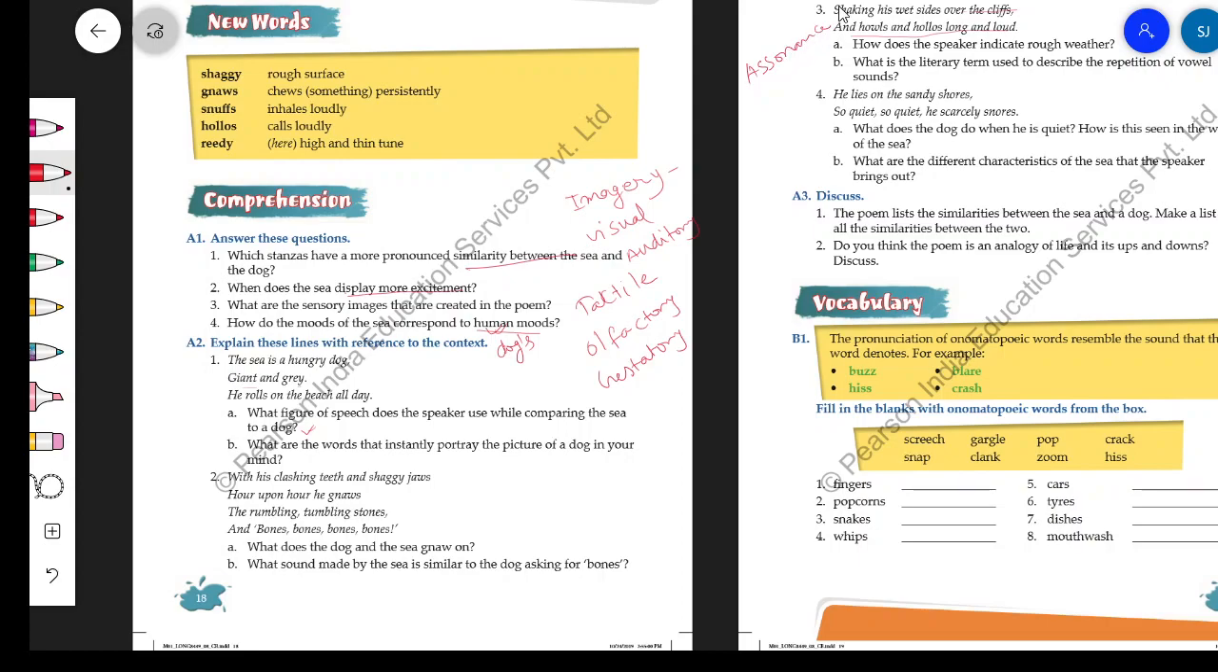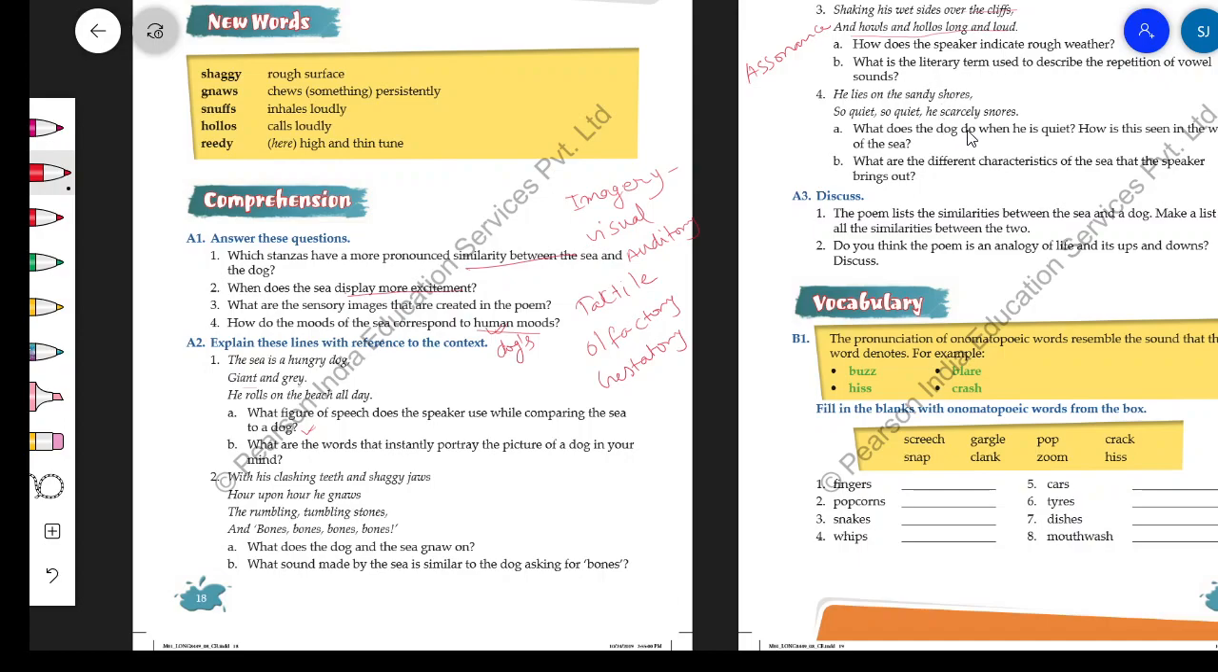Okay. Now the final RTC. He lies on the sandy shores, so quiet, he scarcely snores. Again, alliteration. So what does the dog do when he is quiet? Well, he lies down, right? How is this seen in the waters of the sea? Well, when the weather is fine, the sea is very quiet and placid, and the waves are no longer rough.